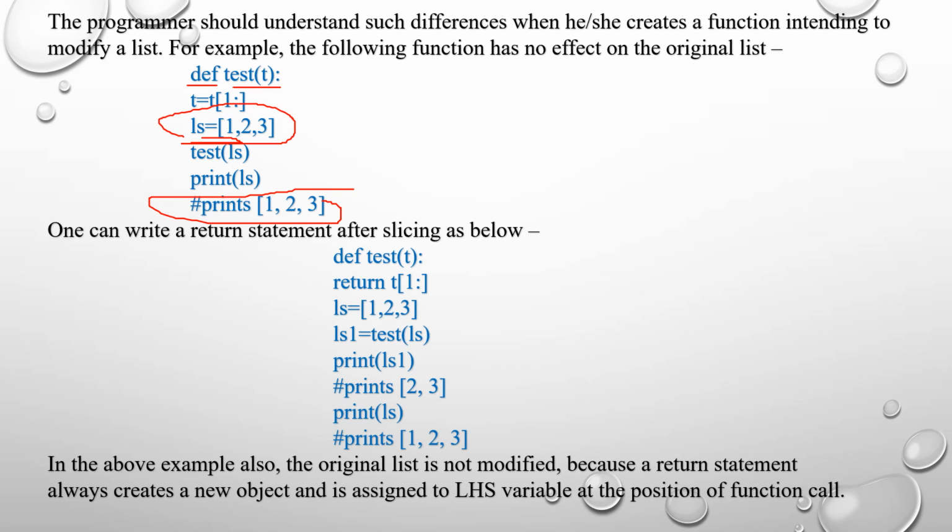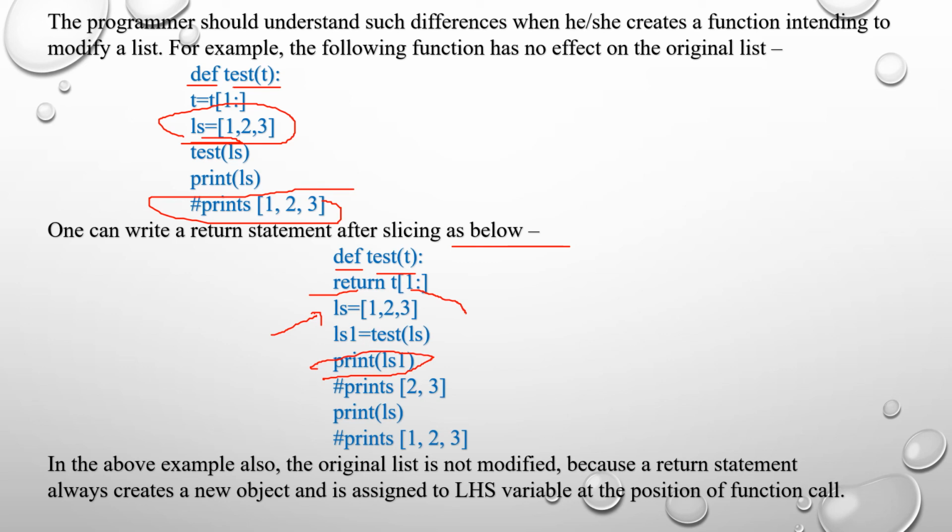One can write a return statement after a slicing as below. For example, take def test of t. After that I am declaring return t of 1 colon. This is the start value, and I am not specifying any end value. After that I created one list, ls is equal to 1 2 3. Then I'm creating one more variable, ls1 is equal to test of ls. If you print ls1, the Python interpreter will print 2 comma 3.